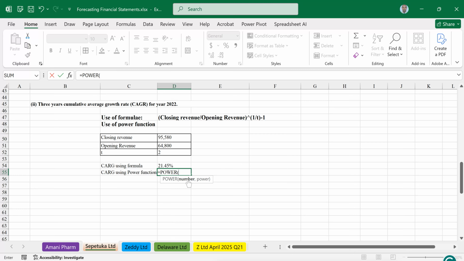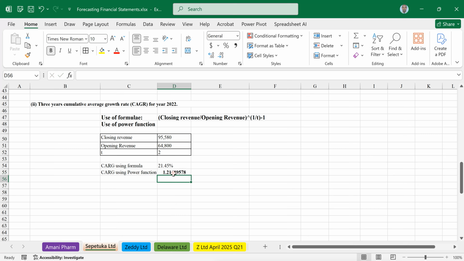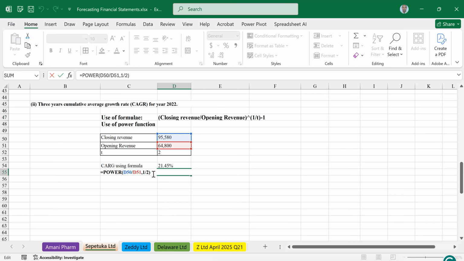We have number. Now number will be the closing revenue divided by the opening revenue. That will be our number, comma. Then power will be 1 over 2, then close bracket and enter. Still this is not the same answer. The power looks wrong, or we need to subtract 1 at the end.